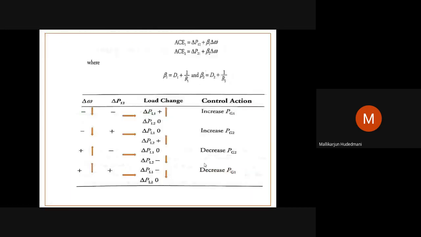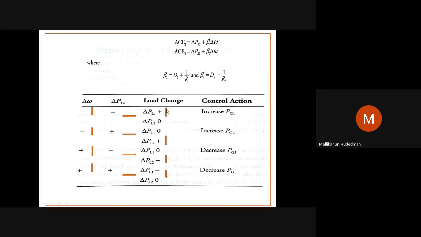In that view, change in load is another column, and control action. What is the outcome? What is that decision to be taken for the control area is put in this table as a study outcome. How is that? Just see. If delta omega is minus and delta P12 is minus, if these two are minus in observation, what is the meaning of that? Load change is increase in area 1 itself.